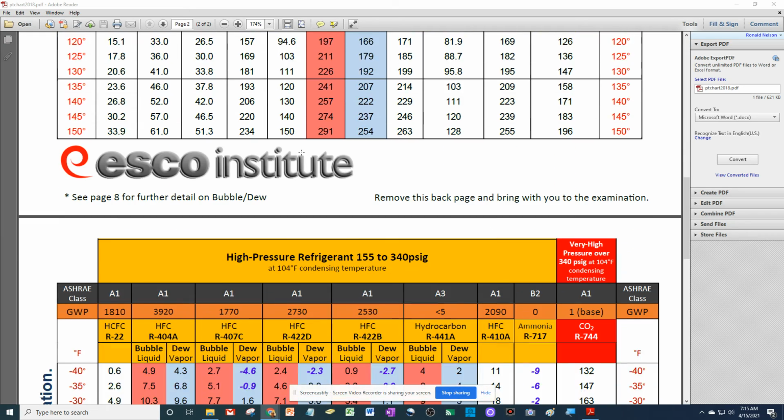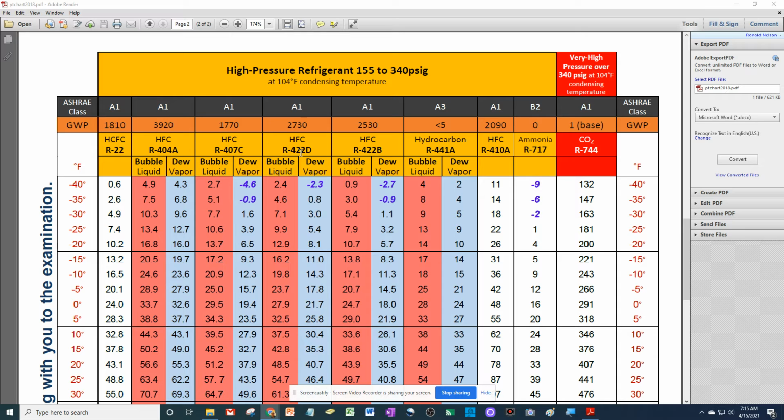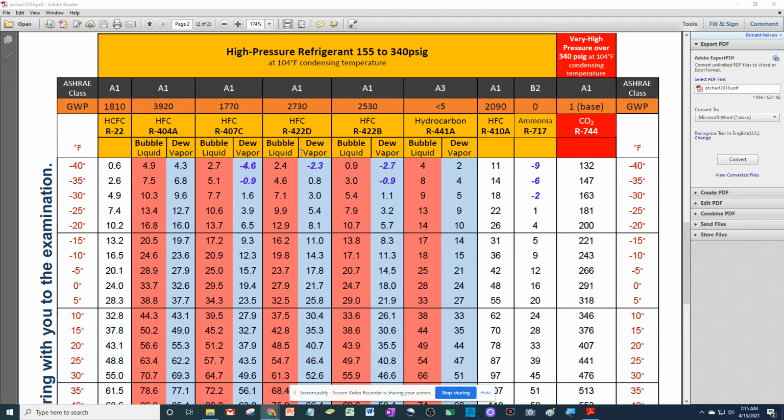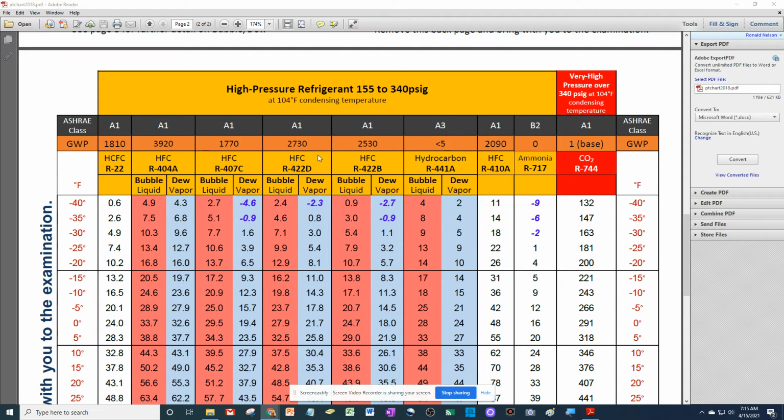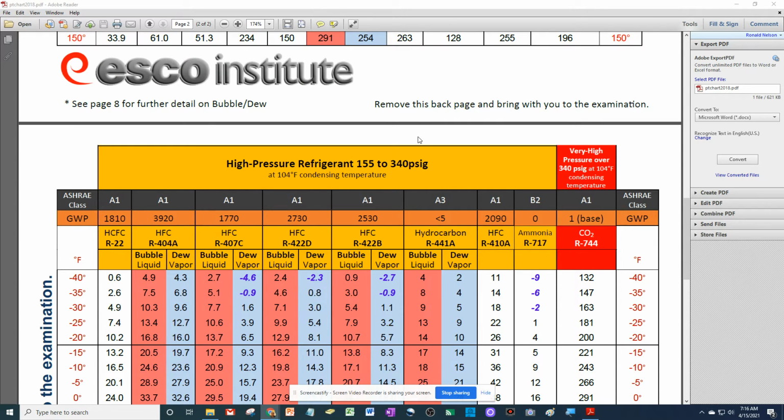So it has a lot of possibility of answering questions on the test that you may see. I mean, it gives you a lot of information at the top. Again, there may be some questions where they'll give you a refrigerant, but it won't tell you if it's a high pressure or medium pressure or a very high pressure refrigerant. So you can use this chart to determine which refrigerant it is.